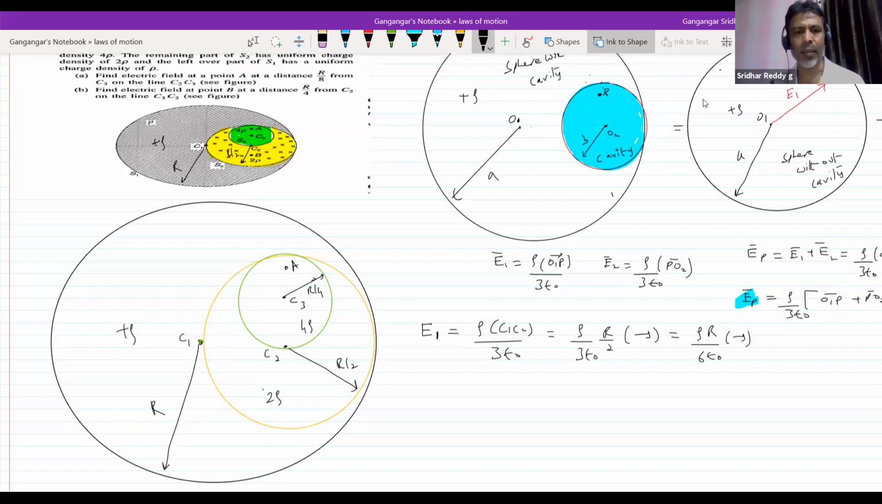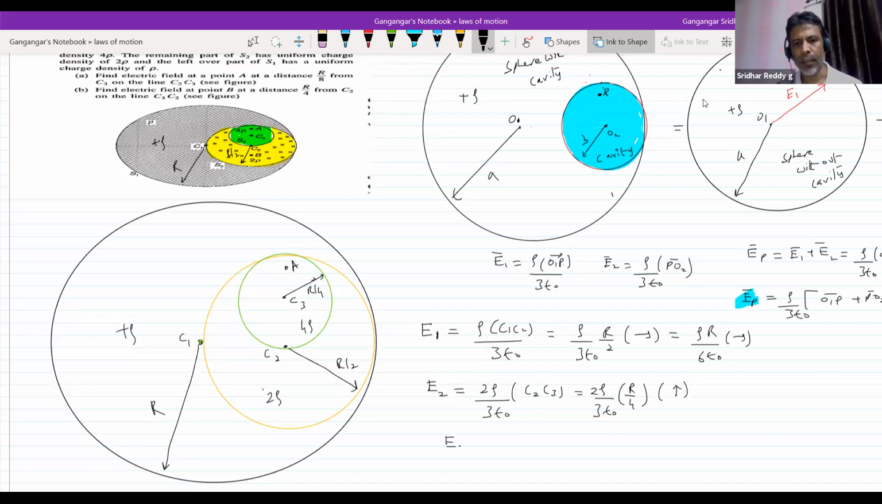Similarly, at point A, I want the field due to the second sphere. What is the density of this? 2 rho by 3 epsilon naught, keep as it is. In what direction should it be? It should be along the line joining C2, C3. Now forget about the big sphere. Now look at only C2 and C3. The sphere of radius R by 4 and density 4 rho will become like a cavity in the sphere of density 2 rho. So you substitute now: 2 rho by 3 epsilon naught. What is the distance C2C3? It should be equal to R by 4. What is the direction of this? It should be in this direction.